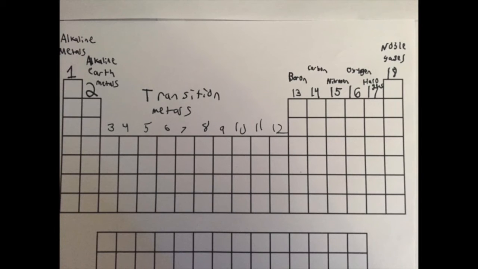So the alkali metals have a 1 on top, like in my periodic table, which means they have 1 valence electron. And the cycle continues, except for the transition metals. We don't really know what those are.